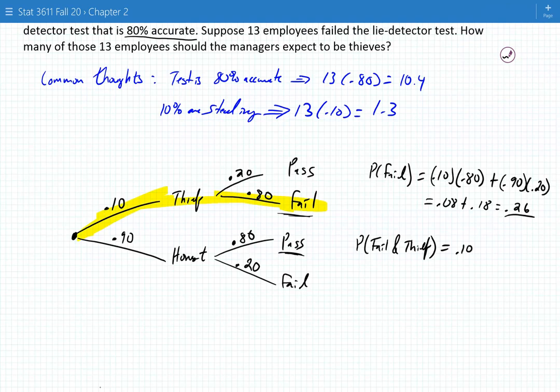You're a thief and you fail. So that's 0.10 plus 0.80. Sorry, not plus, that should be times. 0.10 times 0.80. So there is an 8% chance that they have failed and they are a thief.